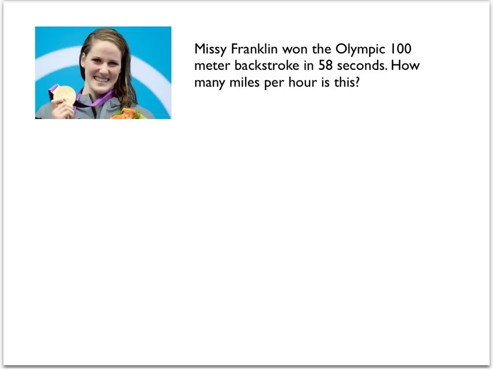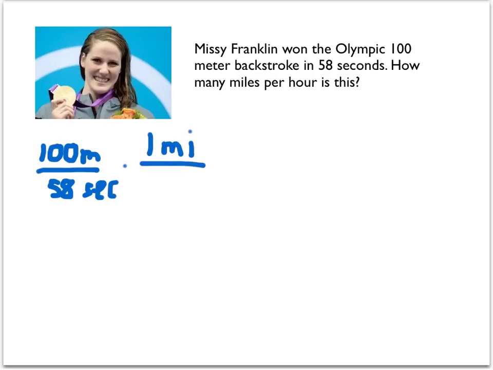Well, the way we like to approach this is sometimes called unit analysis. I'll kind of write this out how this works. She could swim 100 meters in 58 seconds. Now, we'd like to get this down to miles per hour. So I'm just going to multiply by equivalent things. I know that 1 mile is equal to 1,600 meters.